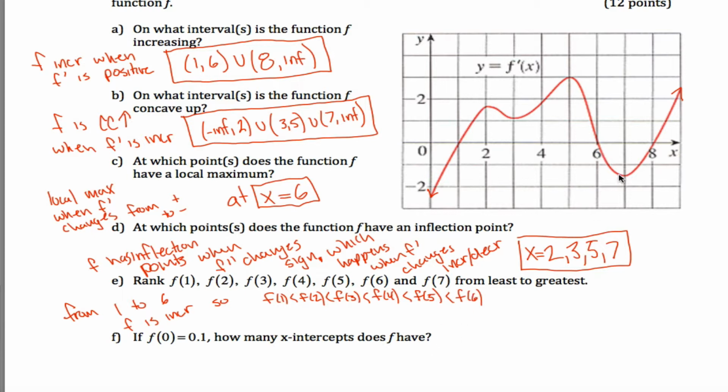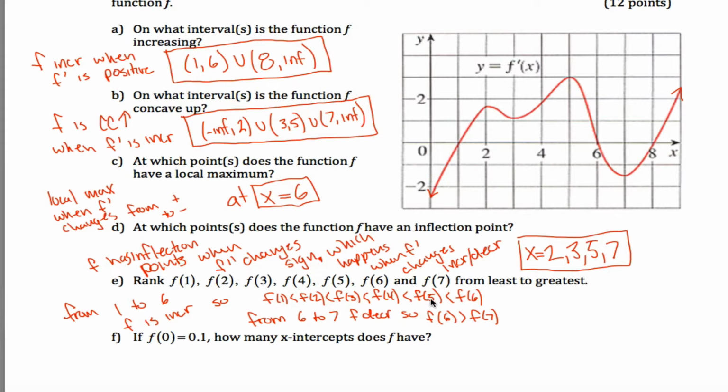What about f of 7? Where does that play in? Well, that's this point right here. And so from 6 to 7 is decreasing. So what that means is f of 6 is higher than f of 7. From 6 to 7, f is decreasing. So f of 6 is greater than f of 7 because it's going down to get to f of 7. So f of 7 is somewhere in here, less than f of 6.